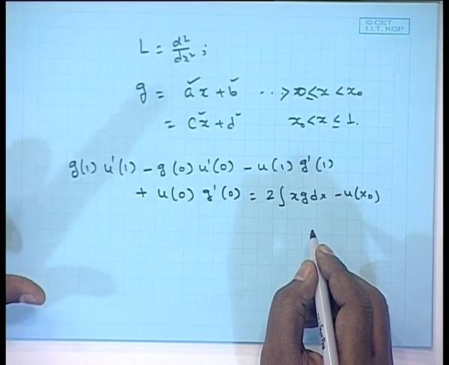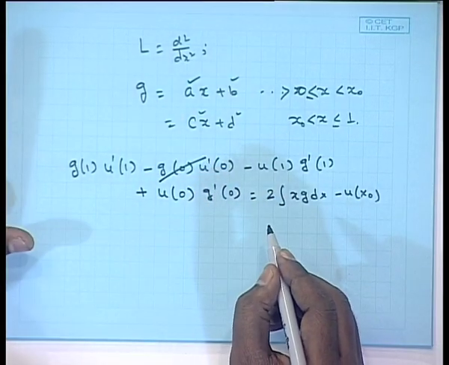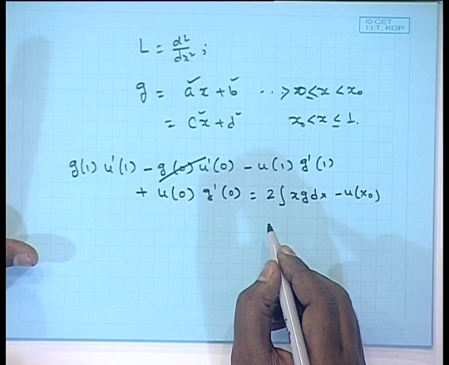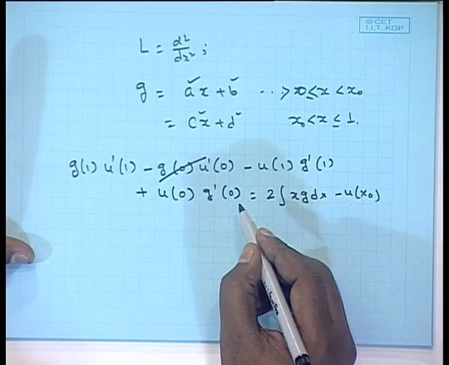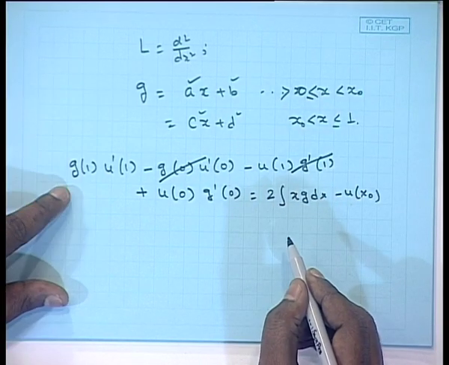Now, G at 0 is equal to 0. That means this term will be off. dG/dx, that means G prime is equal to 0 at x equal to 1, that is the formulation of Green's function. So, G prime at 1 is equal to 0. So, this term will be off.